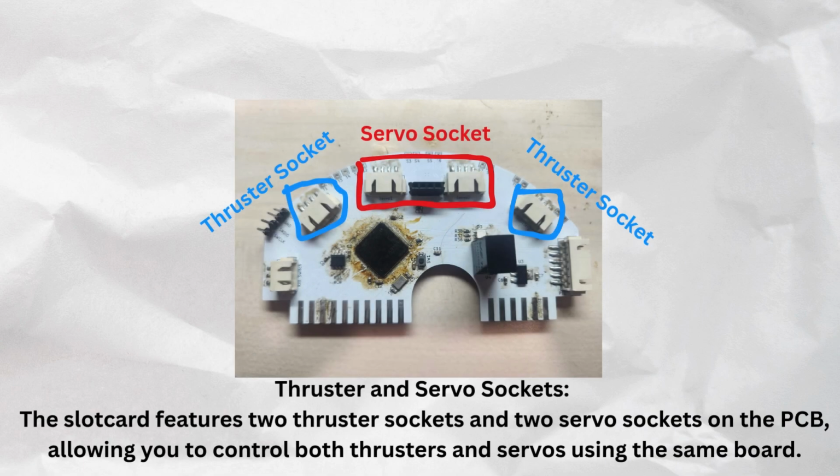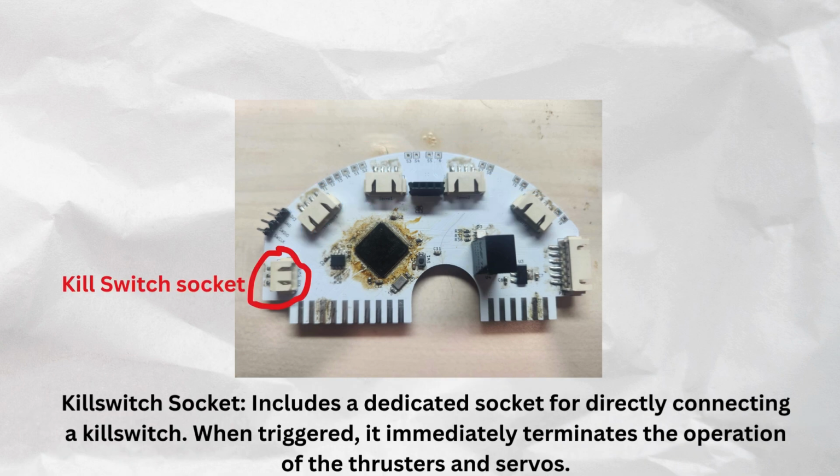Before moving into the demonstration of the slot card, first I would like to introduce the functions on it. It has two thruster and two servo slot cards on the PCB, which means you can control the thruster and servo with the same PCB. Also, there is a kill switch slot card which you can directly connect your kill switch to. If the kill switch is triggered, then the thruster and servo will be terminated immediately.